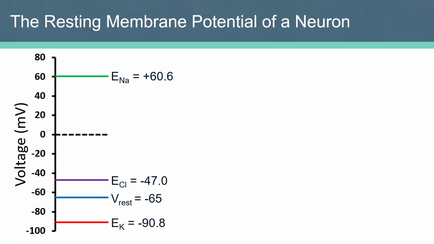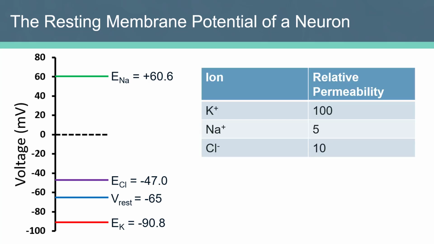In order to calculate the resting membrane potential of a neuron, we need to take into account the relative permeabilities of the membrane to all three ions. If we assign potassium a relative permeability value of 100, then a typical value for sodium permeability would be 5, and a typical value for chloride permeability would be 10. The relative permeability values for potassium, sodium, and chloride vary quite a bit between different cell types. However, for most cells, the potassium permeability is greater than the chloride permeability, which in turn is greater than the sodium permeability.